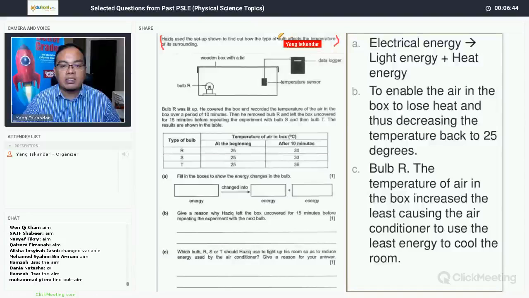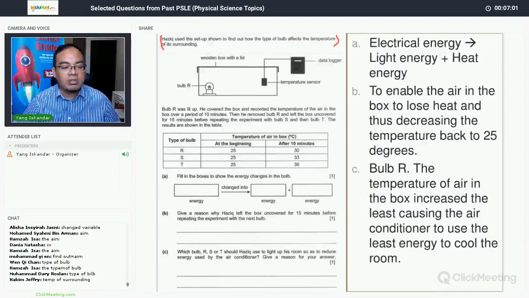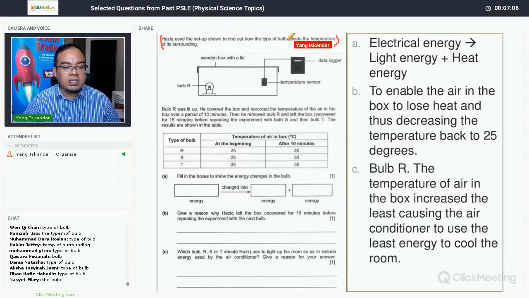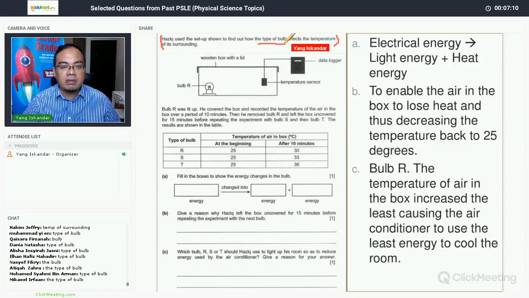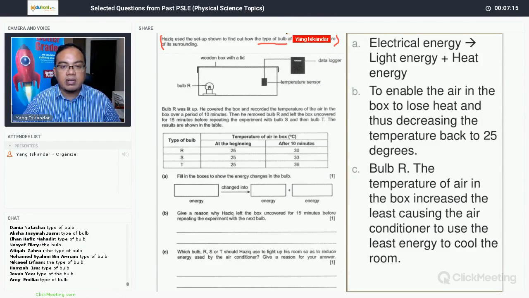Under the aim of the experiment, you will notice that they will always tell you what is the change variable. So in this question, can you tell us what is the change variable? Anyone can tell me what is the change variable, or the variable change, also known as the test variable? Temperature of the surrounding is wrong. The answer is the type of bulb. Type of bulb is the change variable.